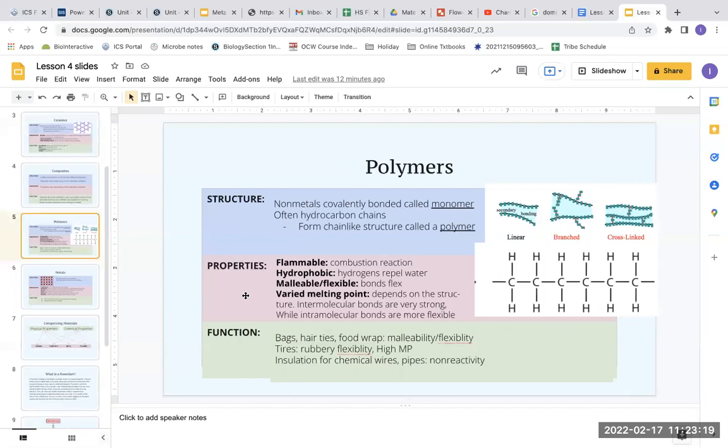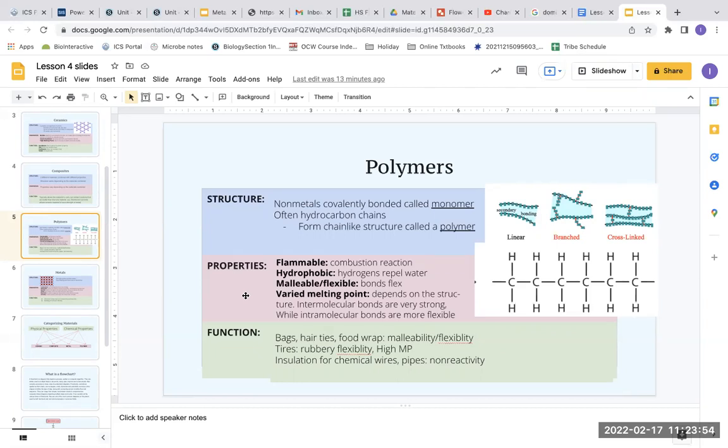And some of the properties are that it's quite flammable because of the way it's bonded. It can react quite well with oxygen and produce combustion. The hydrogen bonds will tend to repel water. It's malleable or flexible. So when you have a chain of polymer, you can bend it quite easily. And the melting point really varies a bit. It really depends on the intermolecular forces.